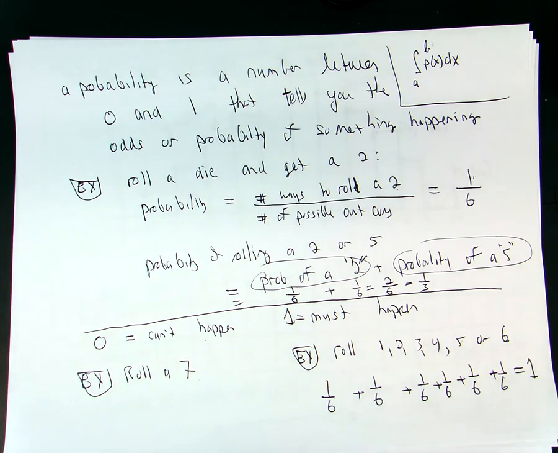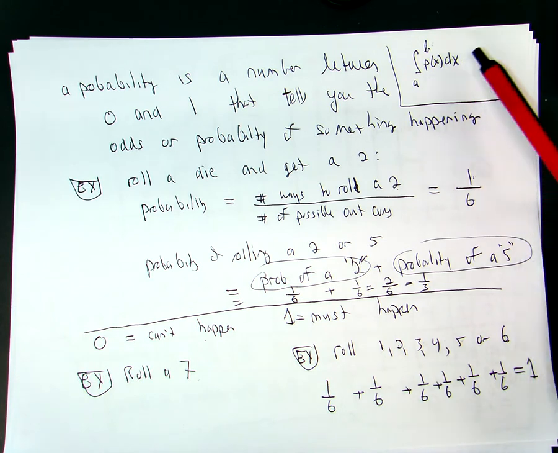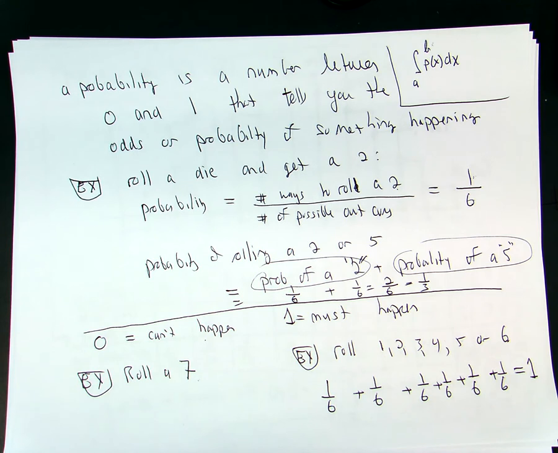Okay, I'm going to give you a little background into probability, and the goal is to get to understand what this means. I talked a little bit about that in the video for the lab, but I'll come back to that later in this video. So a probability is a number between 0 and 1 that tells you the odds of something happening. I'm going to start with some simple examples and work up to this.